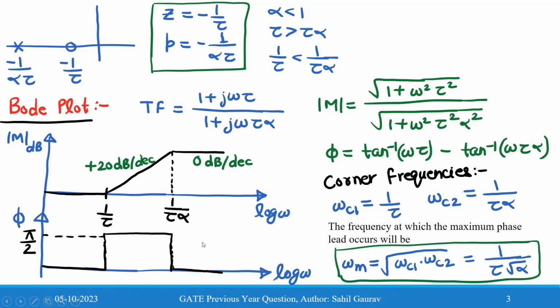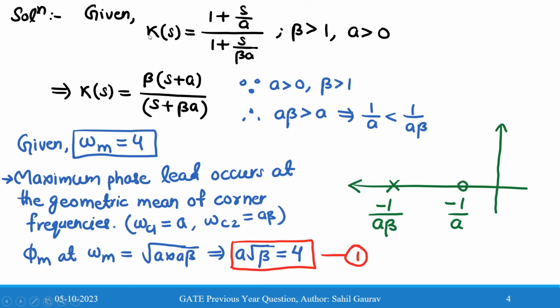Now we will solve this problem. We are given this transfer function and the conditions are beta greater than 1 and a greater than 0. Since a is greater than 0 and beta is greater than 1, a beta is greater than a, therefore 1 divided by a is less than 1 divided by a beta. Therefore we can make the zeros and poles on the S plane where the zero is near to the imaginary axis and the pole is away from the imaginary axis. Now in this problem we are given that the frequency at which the maximum phase lead occurs is 4 radian per second. This is omega m equal to 4 radian per second.